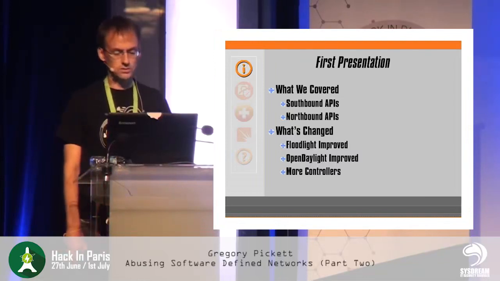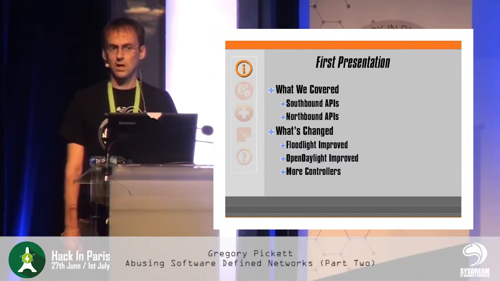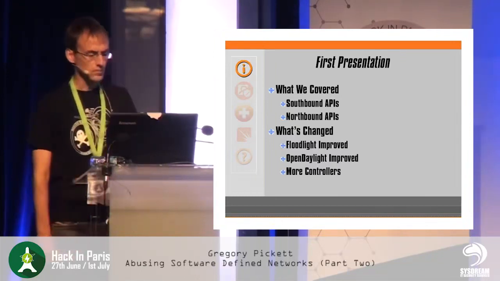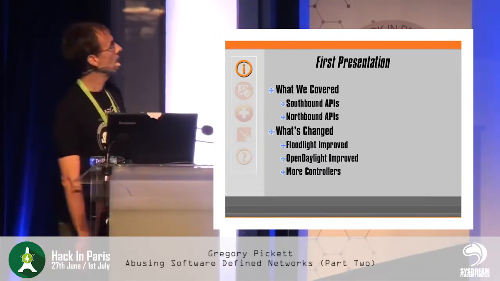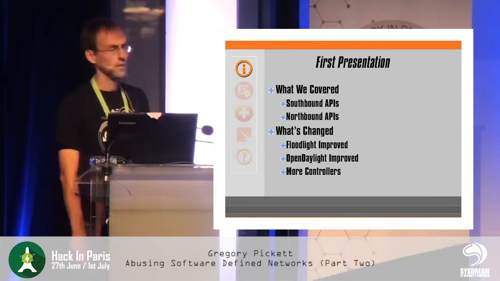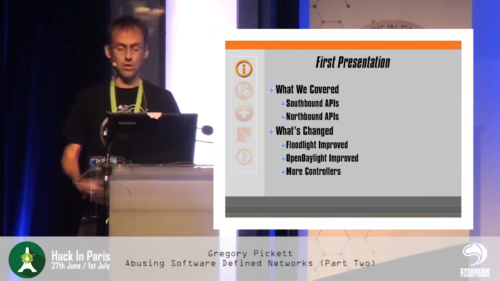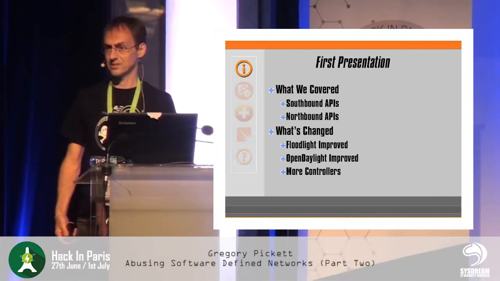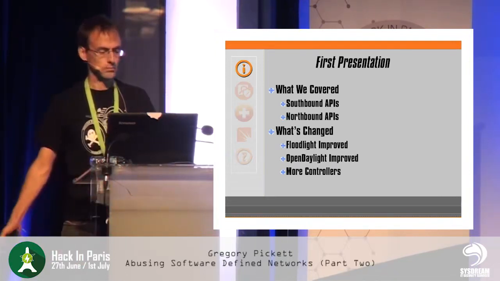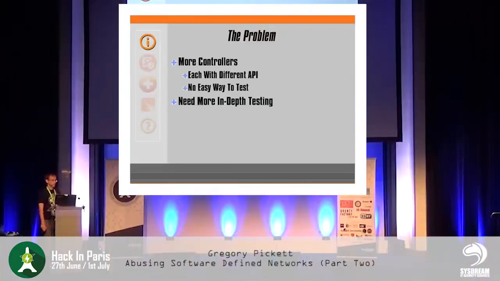And they were able to, once they got organized, close that vulnerability rather quickly. And now what also has changed is not only do we have Floodlight and OpenDaylight in the market, we also have a whole lot more controllers, lots of controllers. Okay. Now the problem, of course, is that there are more controllers, right?